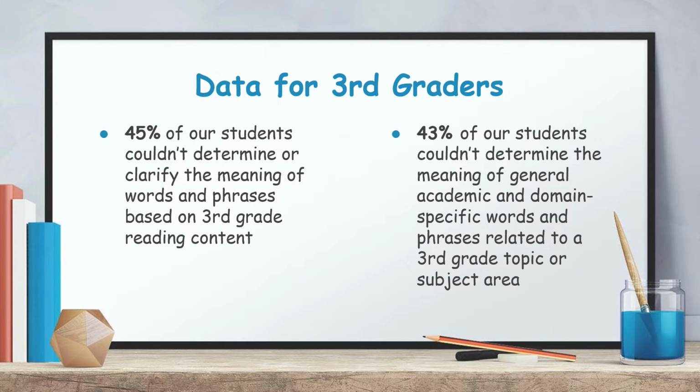Overall, on the English Language Arts Assessment for our school district for third grade reading informational text, item analysis described that 45% of our students could not determine or clarify the meaning of unknown and multiple meaning words and phrases based on grade 3 reading and content, choosing flexibly from a range of strategies. 43% of our students could not determine the meaning of general, academic, and domain-specific words and phrases in a text relevant to a grade 3 topic or subject area.